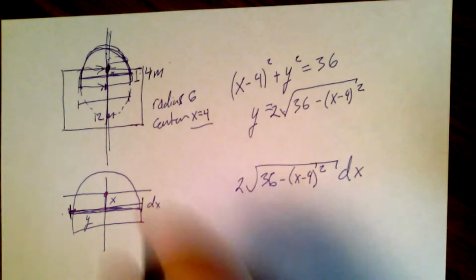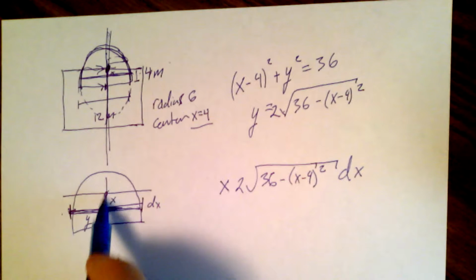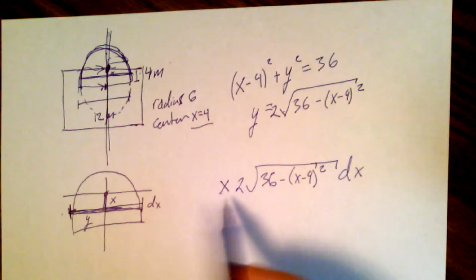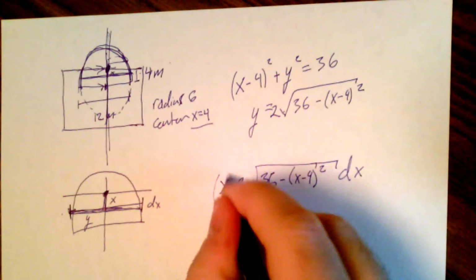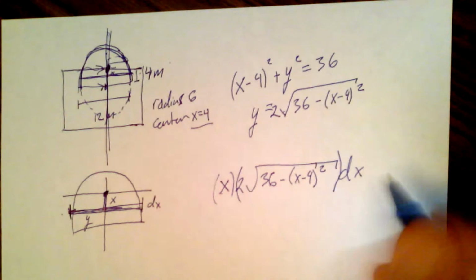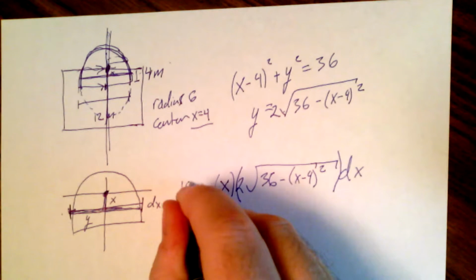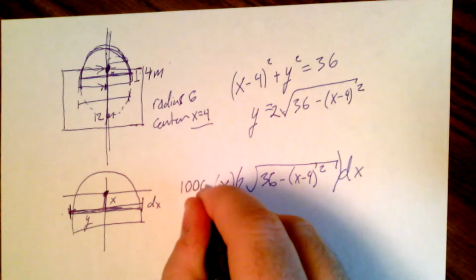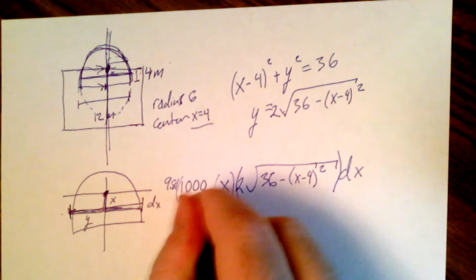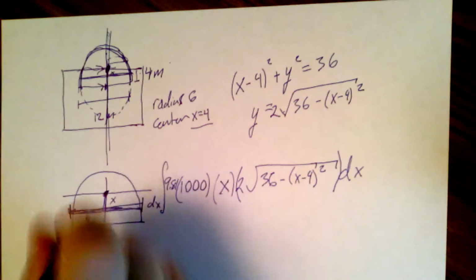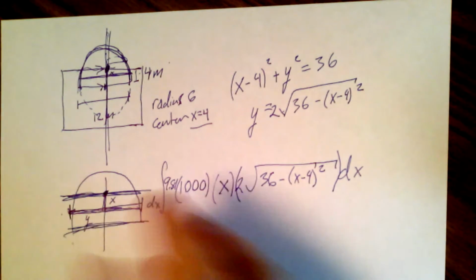That's not exactly what we want. We have to multiply by how deep we are. So if we are x deep, then we multiply by x. That's why we chose to put the origin on the surface of the water. And since we're in meters, we multiply by the density of water, which is 1,000 kilograms per cubic meter, and we multiply by gravity, which is 9.81. And we integrate that from 0, which is the surface of the water, down to 4, which is how deep the plate goes.